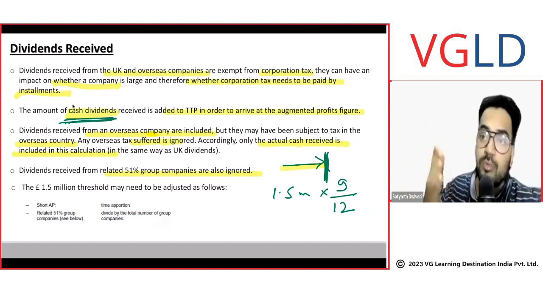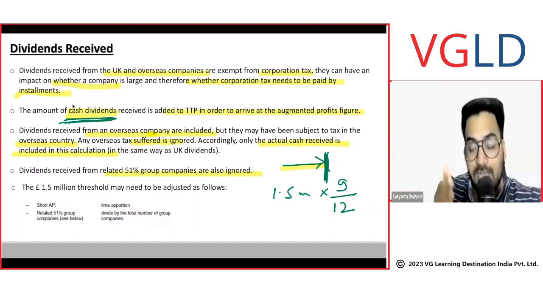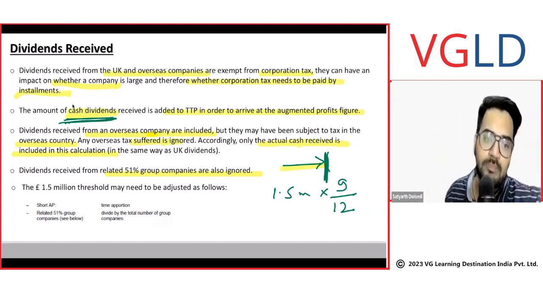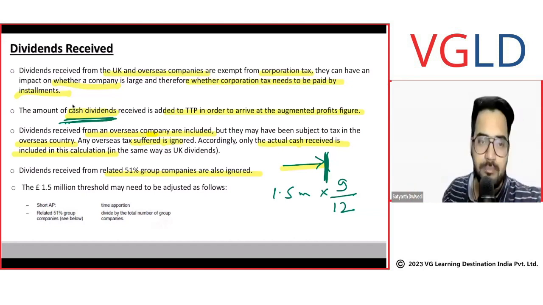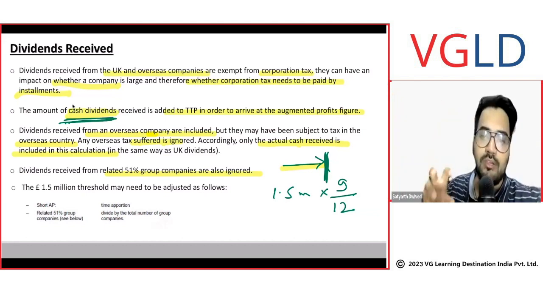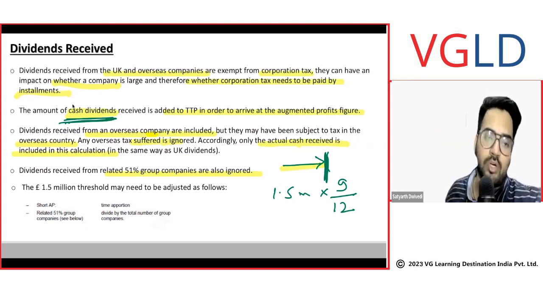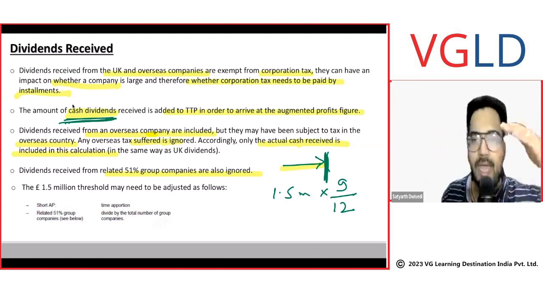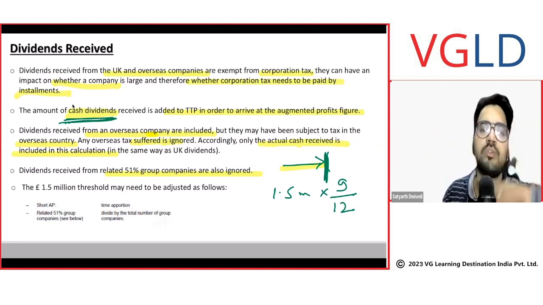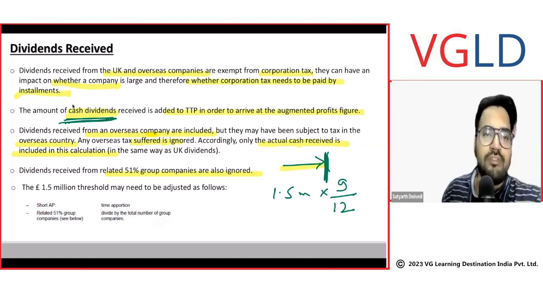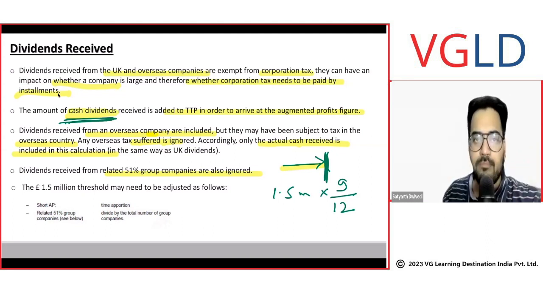So if you're a large company, you have to make payment of tax in installments. Otherwise, you pay once in lump sum, which is after 9 months and one day. But just to determine this threshold, whether you are a large company or not, for that purpose this dividend has to be included. Not that we are going to tax your dividend, but just to find out whether you are a large company or not, we will include this dividend. Okay, Munna.